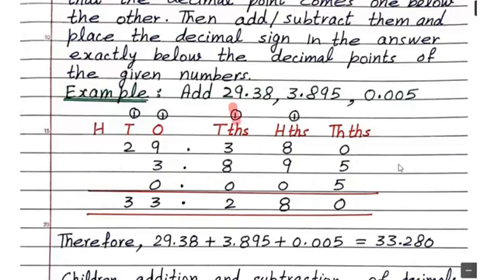So this is 1 plus 3 plus 8 is equal to 12. Right? So 2 will come here and 1 will go before the decimal. So 1 plus 9 plus 3 is 13. Then 1 plus 2 is 3. So the answer is 13.028. I hope you all have understood this.